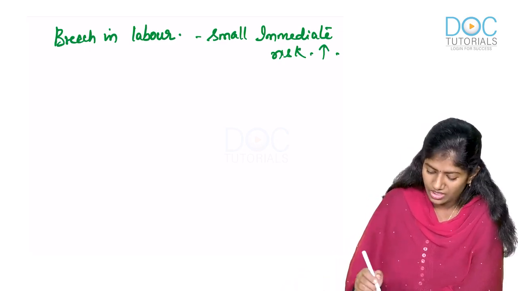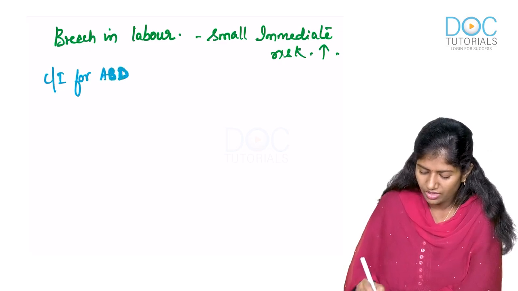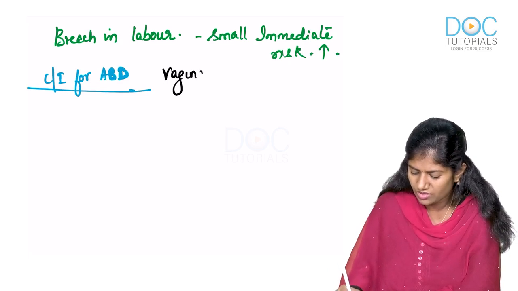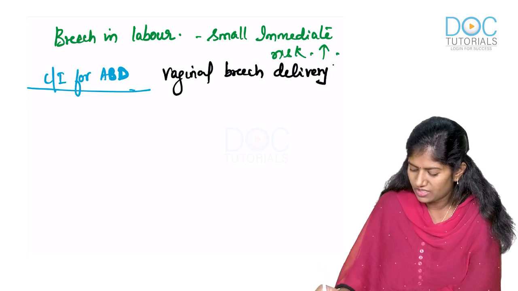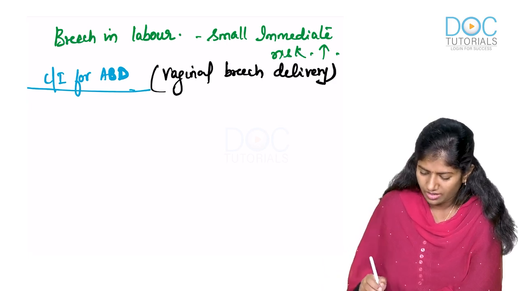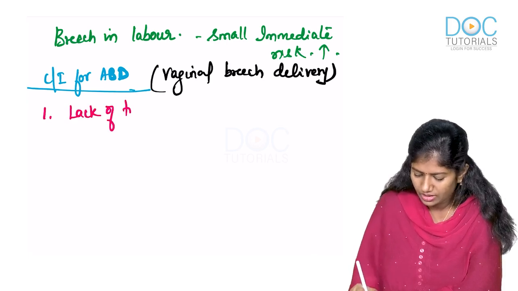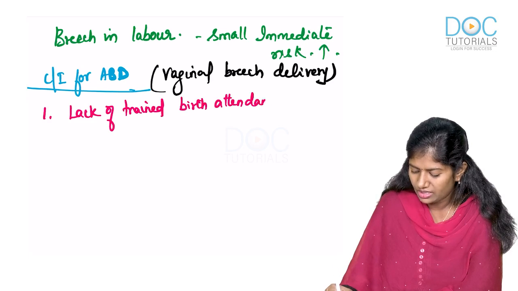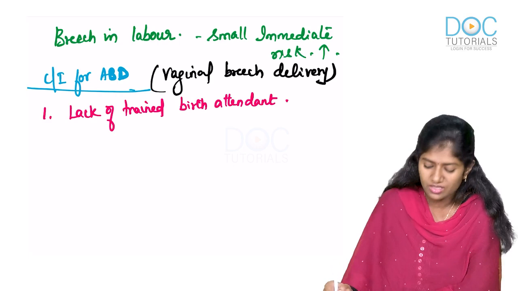What are the contraindications for assisted breech delivery? Assisted breech delivery means vaginal breech delivery. They are: point number 1, lack of trained birth attendant. That means a trained birth attendant should be there to conduct assisted breech delivery, someone who's experienced in doing it.